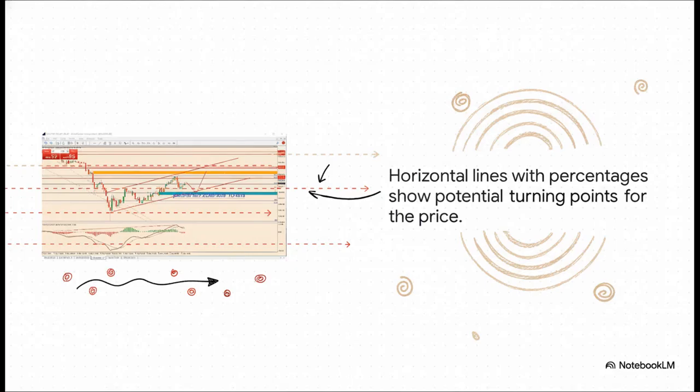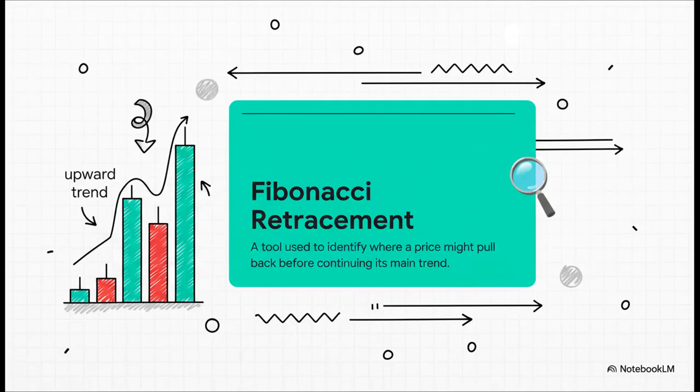All right, on to the next layer of our map. See these horizontal lines? The ones with the percentages like 23.6, 38.2, and 50? This is another really cool tool the analyst is using to guess where the price might decide to turn around. It's called Fibonacci retracement, which sounds super complicated, I know, but the idea is actually pretty simple. See, after a big move, the price often pulls back part of the way before it continues on its path. These Fibonacci levels are just common, well-known areas where that pullback might stop and reverse.